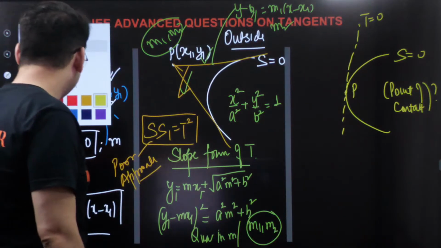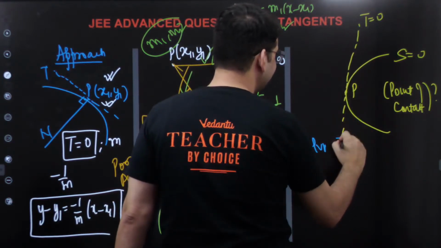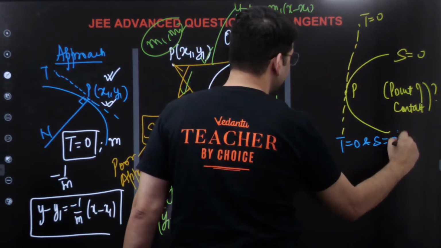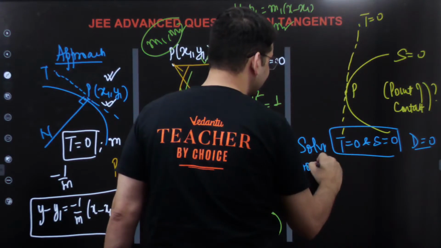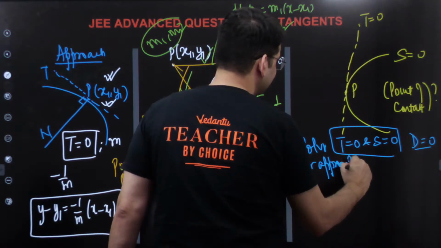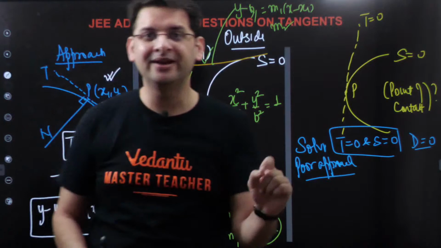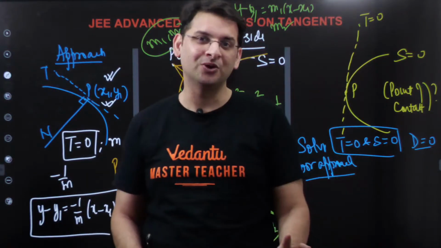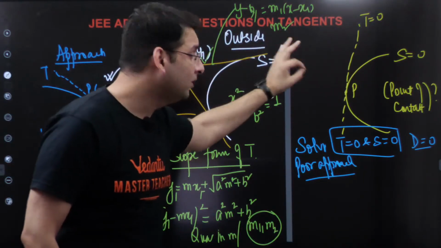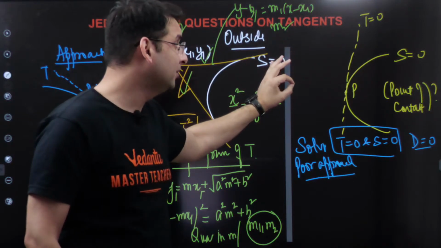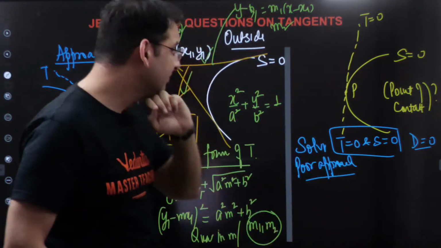Now, the poor approach here would be to solve the tangent and S is equal to 0, and of course the discriminant is going to be 0. This is the poor approach, one of the worst approaches that you can take. If you are solving the two curves, that means your conic section is not strong. As simple as that. So you don't ever have to solve this, guys. If you are solving the line and the curve, it is going to take time, of course. That is why it is a poor approach.